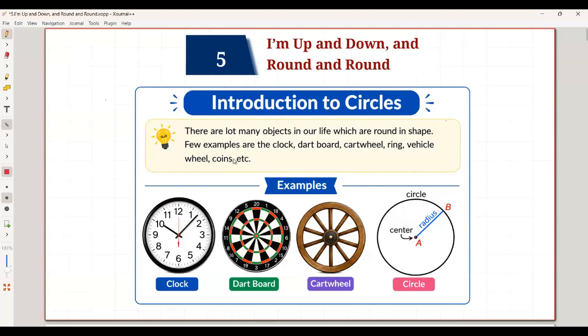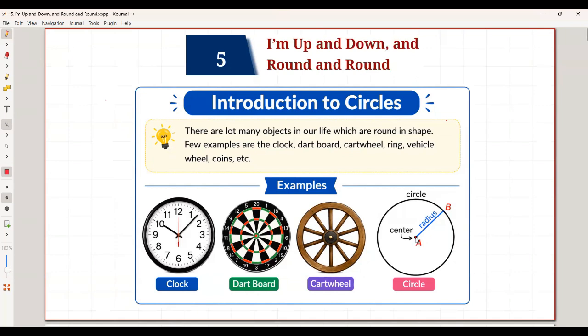First of all, what is a circle? There are many objects in our life which are round in shape. A few examples are given below: clock, dartboard, cartwheel. Any other example we can take up too, because everywhere is in the form of a circle.